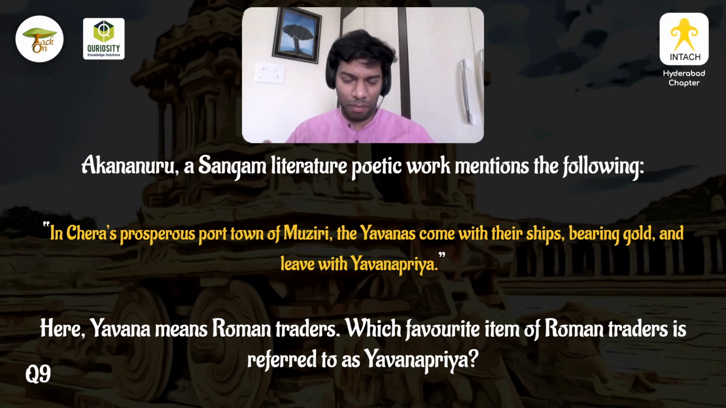They used to come to India with gold, a lot of gold, gems and diamonds, gems and silver, everything. They used to give it to us in exchange for something called Yavanapriya, which was their favorite. So, what was the Roman traders' favorite item, which was known as Yavanapriya? That was question number 9.